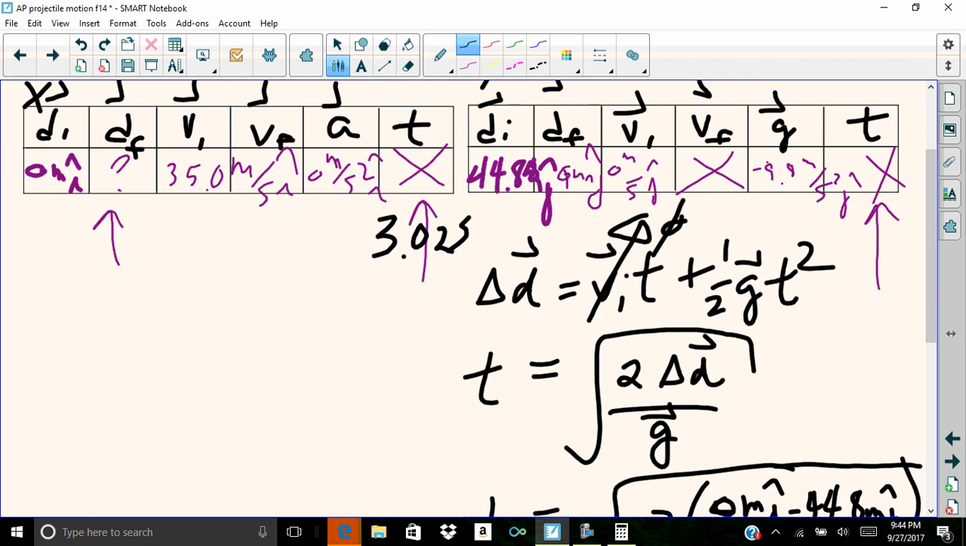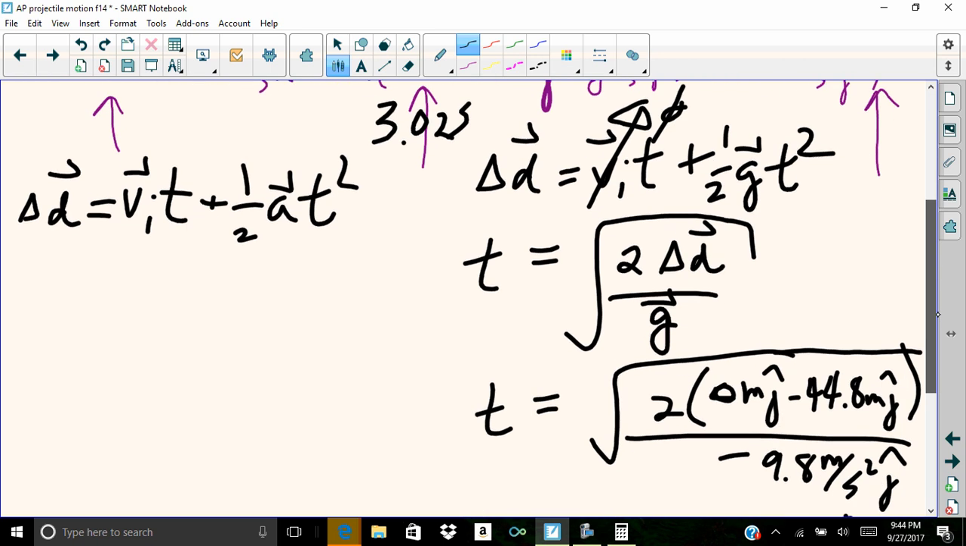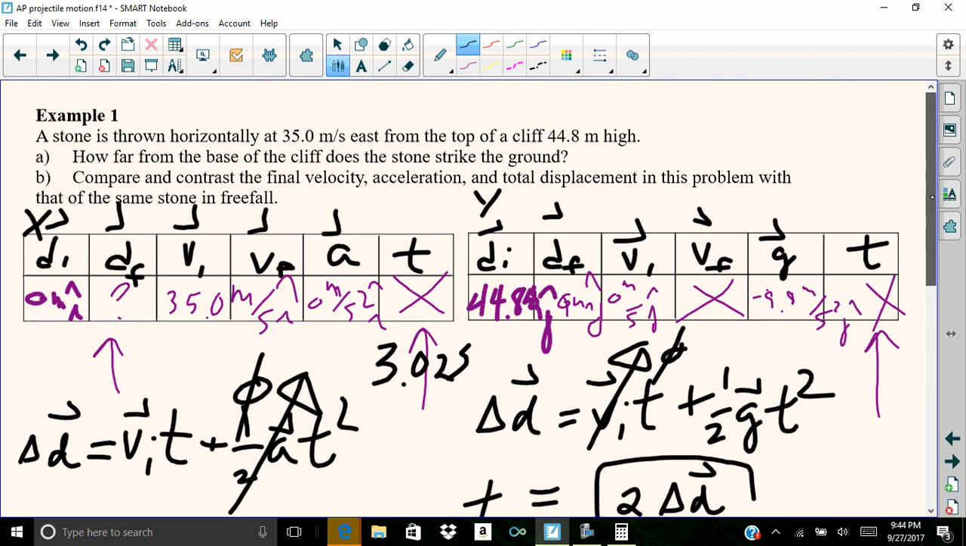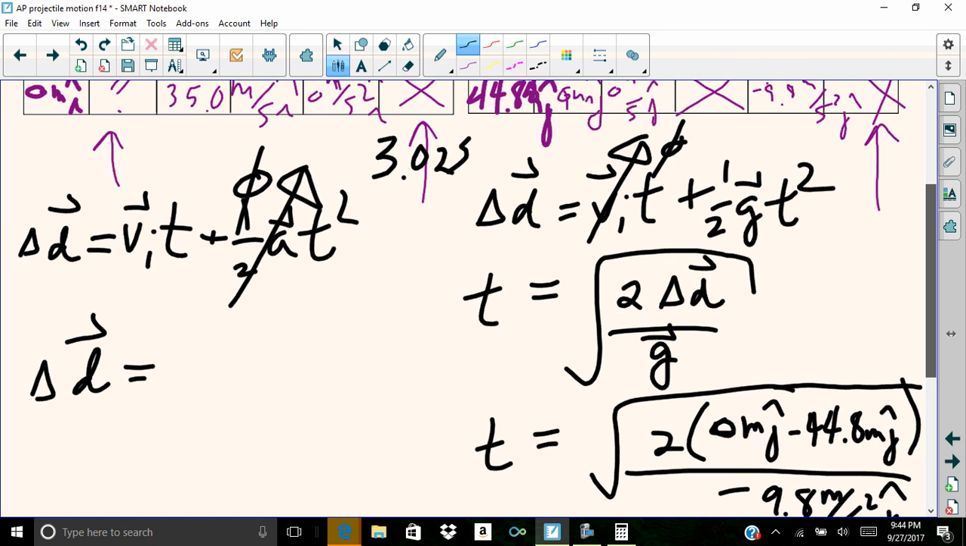So I'm going to go ahead and cross out the V final, and I'm going to use delta d is equal to v initial t plus 1/2 a t squared. Now I'm on the left-hand side, which means that I have a subscript x for everything. So just understand that this is actually in the x direction. Okay, so here's the nice thing though. This term goes to 0 because my acceleration, as you can see, is 0.